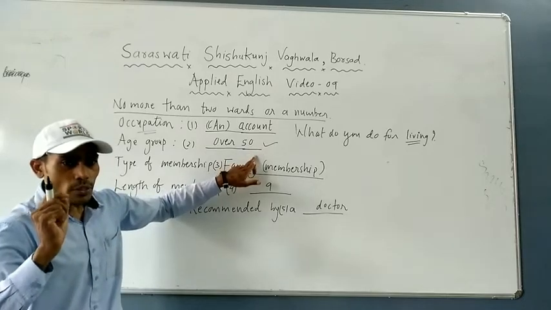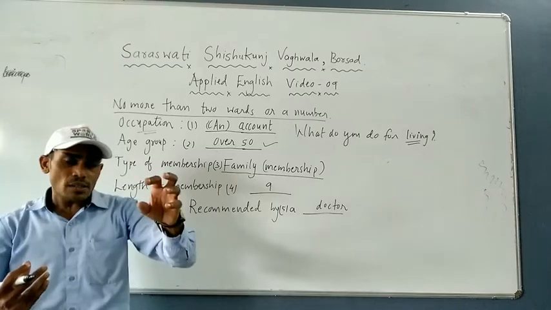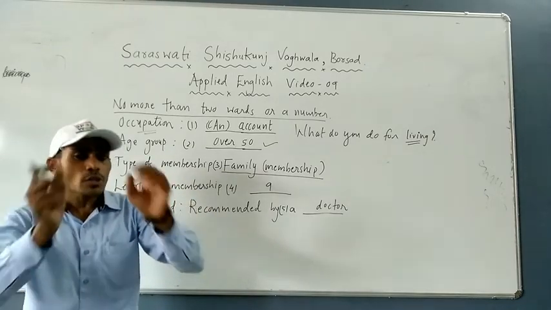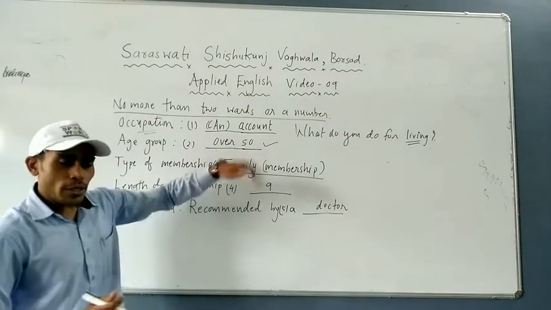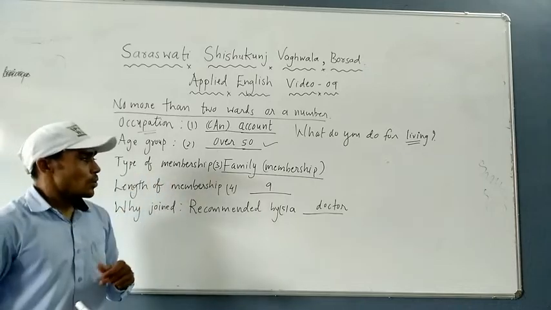That is, you need to listen. Don't write your answers in a hurry, but write the answer after you complete the options. After giving all 3 options, you need to write down the correct one. So it is over 50. Okay, let's move. Type of membership.